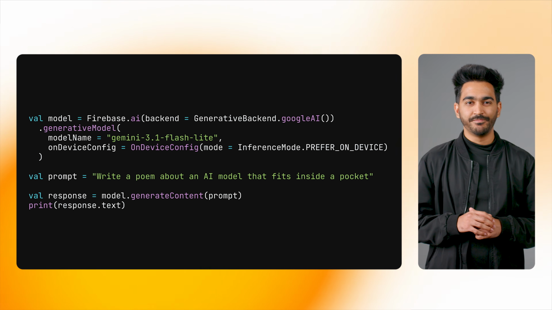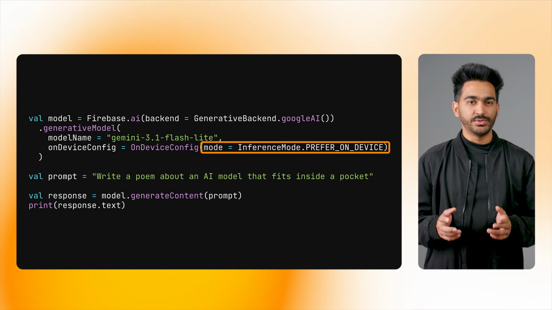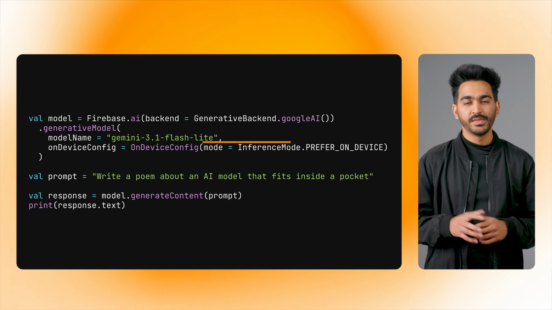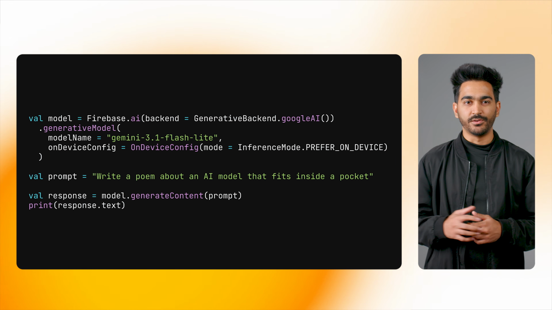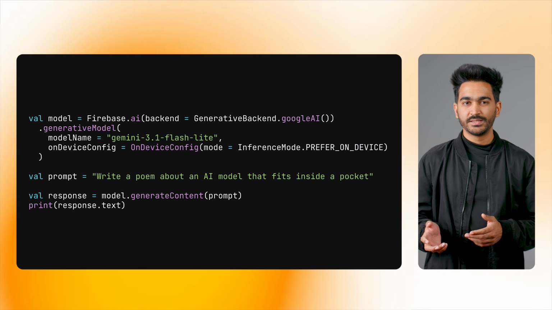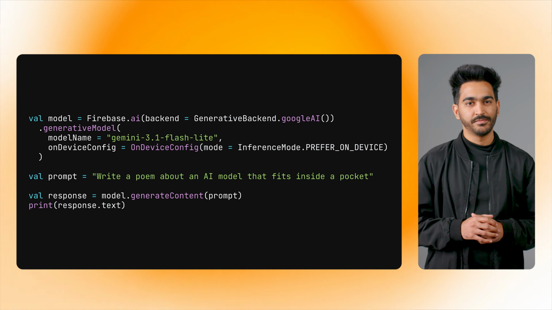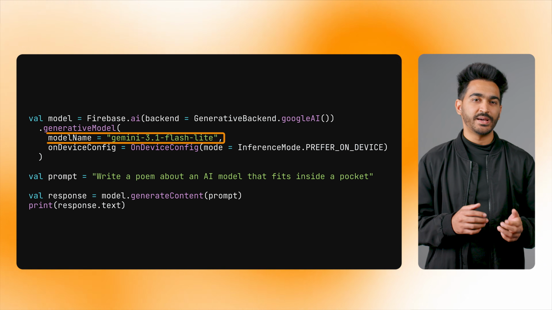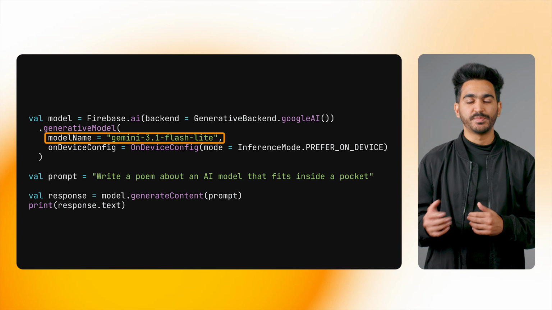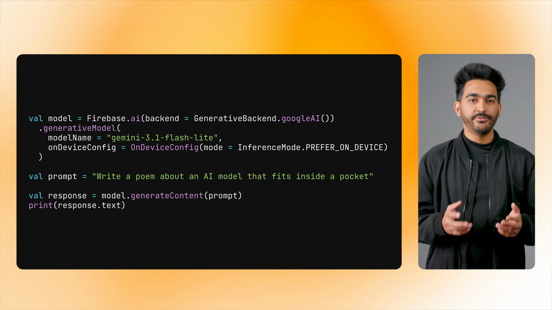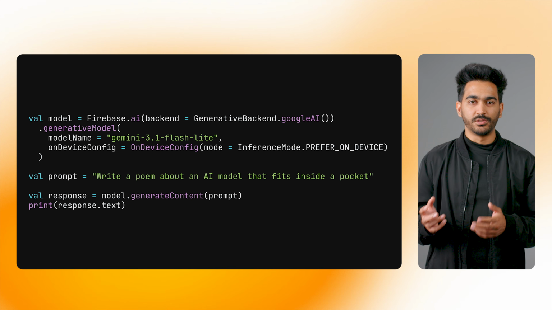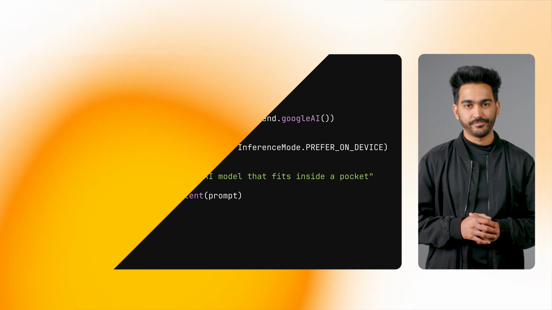Let's start with Android. You set the inference mode to Prefer on-device. Under the hood, the SDK checks if the device supports Gemini Nano. If it does, inference runs locally. If it doesn't, it falls back to the Gemini model in the cloud that was specified there. As you can see, it's only a few lines of code and no conditional logic you have to maintain.